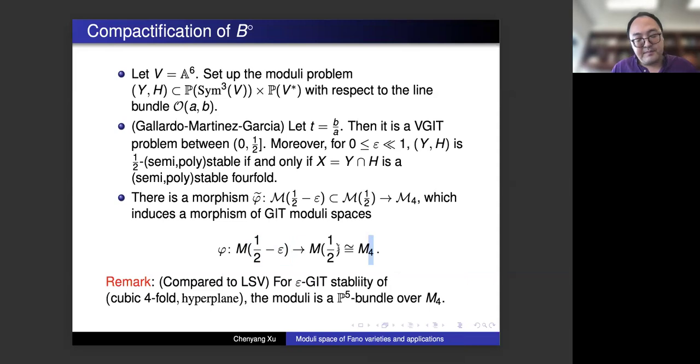I believe in the LSV, if you forget the total space and just study the base, that is essentially studying the fourfold and the threefold containing it, which is basically the epsilon GIT stability of this. And we know in that case it's going to be a P^5 bundle over M_4. That's why the Lagrangian base is a P^5, because that's just a fiber of this map to M_4. So we see these two constructions as dual constructions from the two ends of this GIT variation problem.